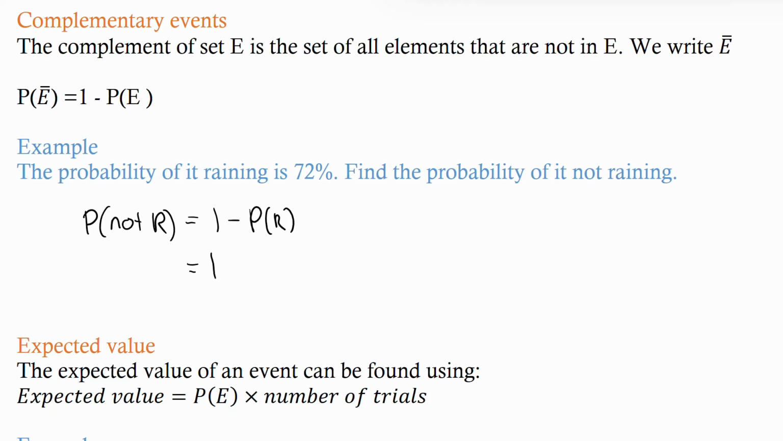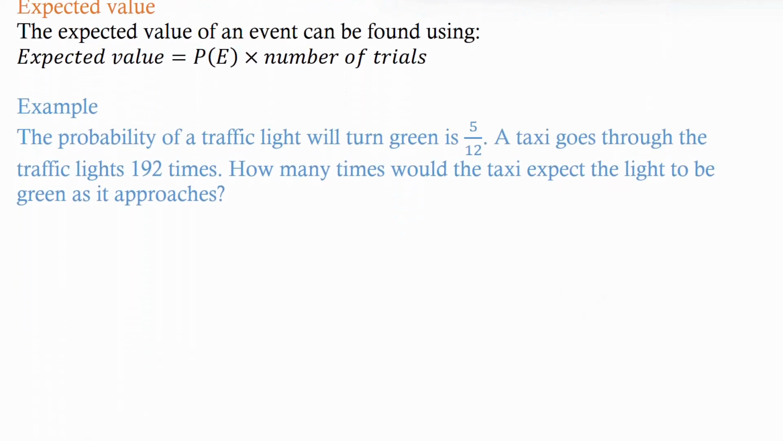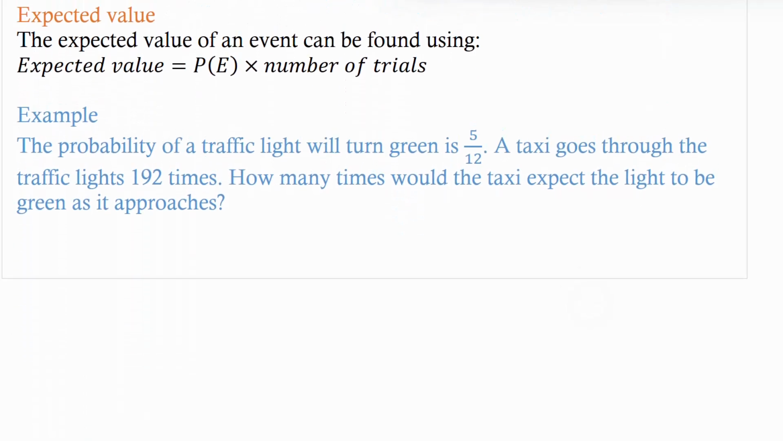So over here we get 1 minus 0.72, so we end up with a 0.28 chance of it not raining. So that's an example of a complementary event. Another thing we should cover is your expected value. So expected values of events can be found by multiplying the probability of that event occurring by how many times you're doing it.